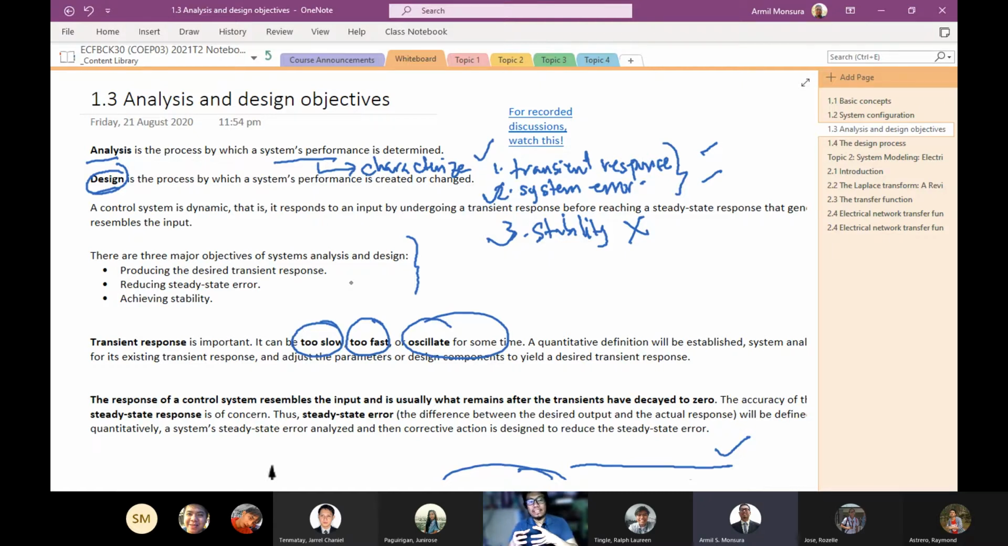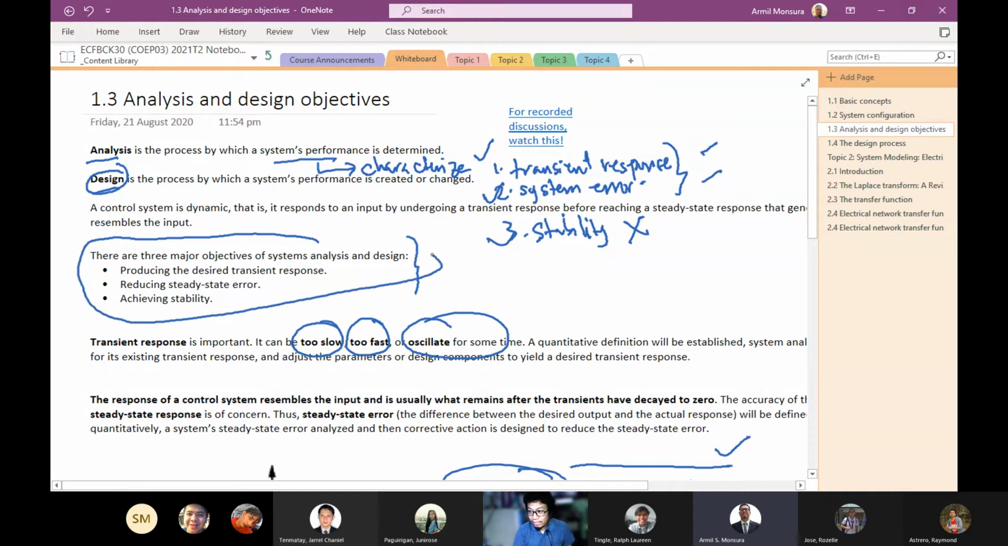In that case, you would say that I would want my system to be this fast. And I would want my system to have this very small error. But at the same time, I would like the system to be stable. Okay, so as I try to achieve the other two objectives, I would like my system to be stable. So ito yung sinasabi natin dito. The major objectives in design. Major objectives of system design.